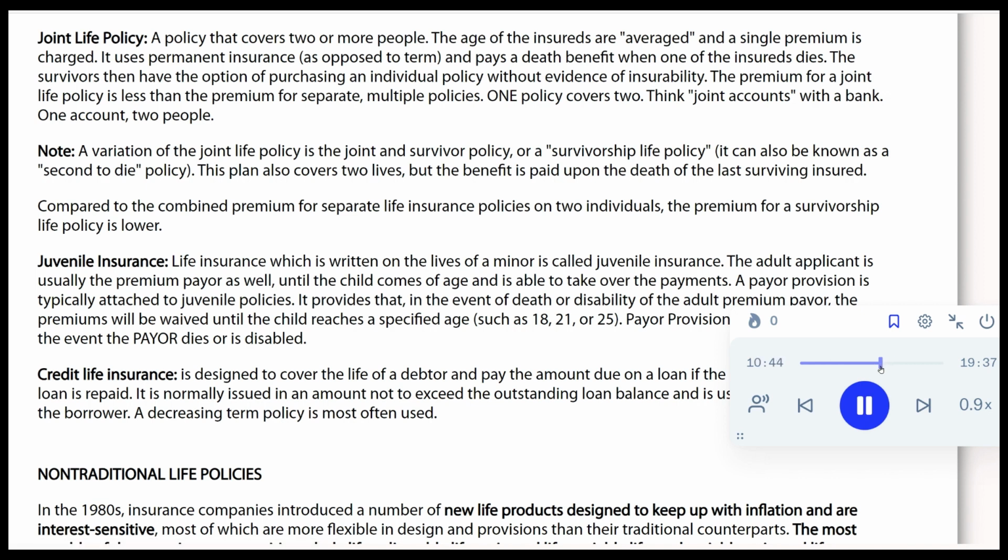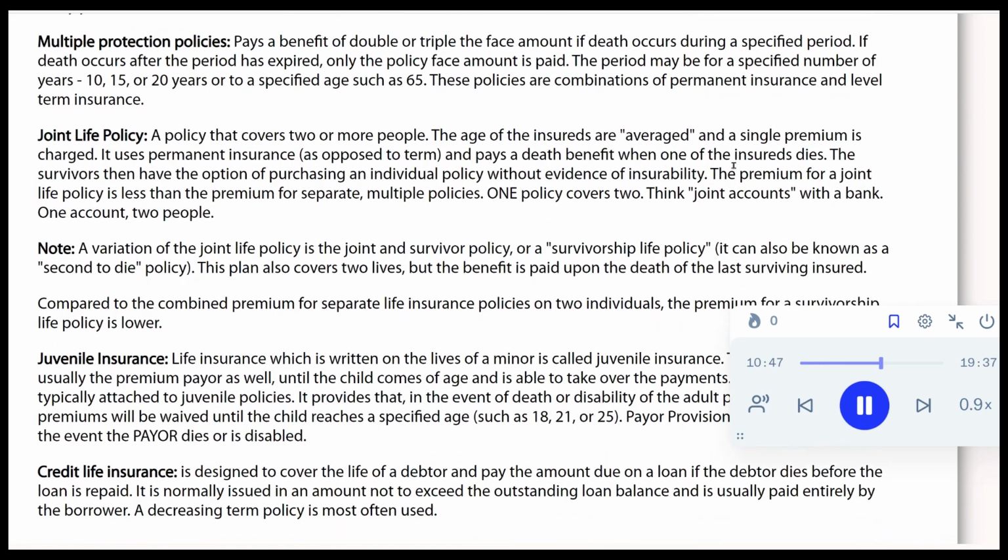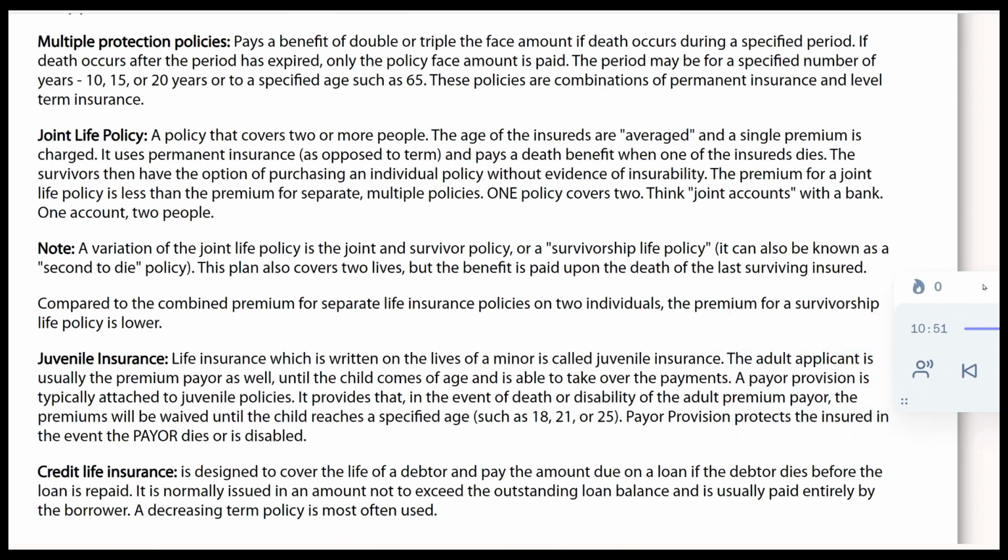multiple protection policies. Pays a benefit of double or triple the face amount if death occurs during a specified period. If death occurs after the period has expired, only the policy face amount is paid. The period may be for a specified number of years, 10, 15, or 20 years, or to a specified age such as 65. These policies are combinations of permanent insurance and level term insurance.